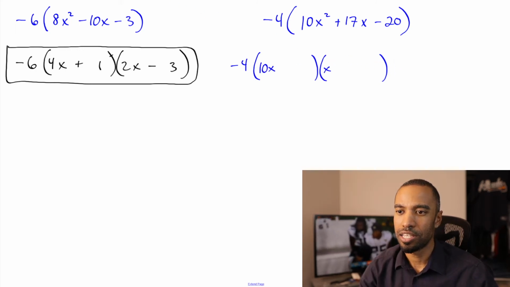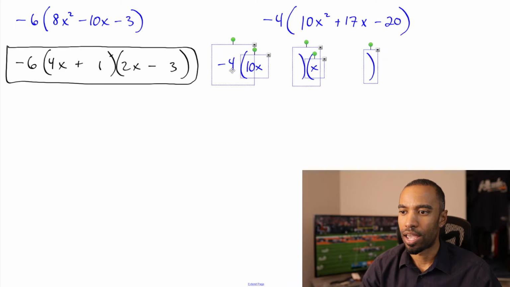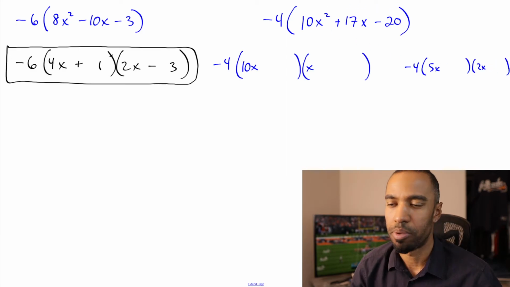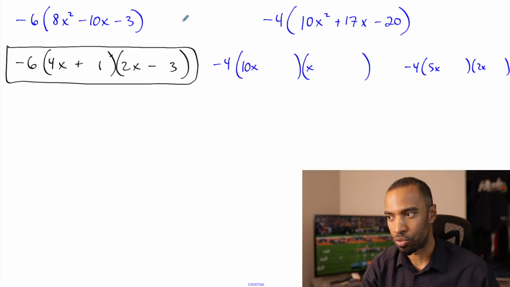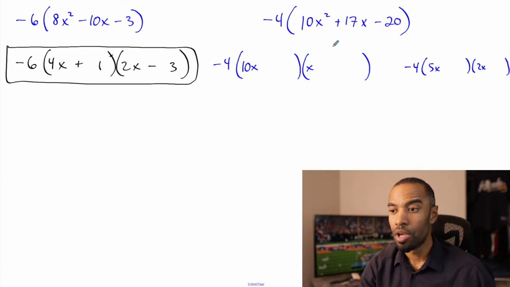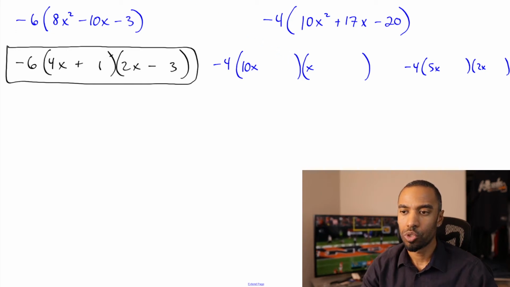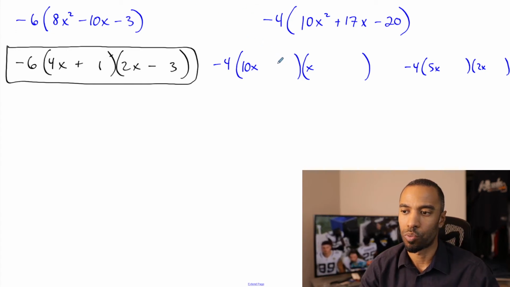So I'll try it with 10x and x, and then we'll try it also with 5x and 2x, and then we'll just try things until they don't work. And this is where some other people can argue that there's maybe a faster way to do this problem. Worst case scenario, you might have to test a few things until it doesn't work here. But I'll write all the ones out and cross out which ones we don't need.